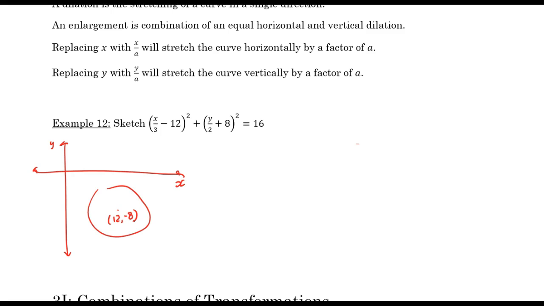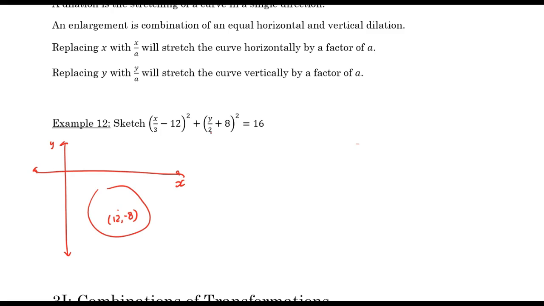Righto. Now, when I dilate this, I'm dilating it horizontally by a factor of 3 and vertically by a factor of 2. That's going to move my centre. I'm going to triple the x-coordinate to bring it to 36 and double my y-coordinate to bring it to negative 16. I'm tripling the x and doubling the y.